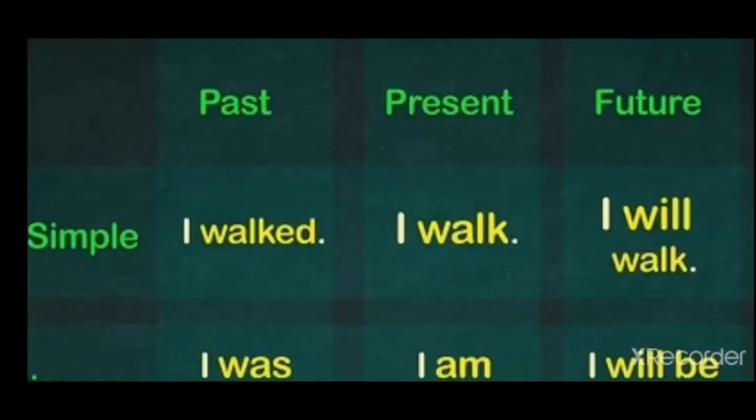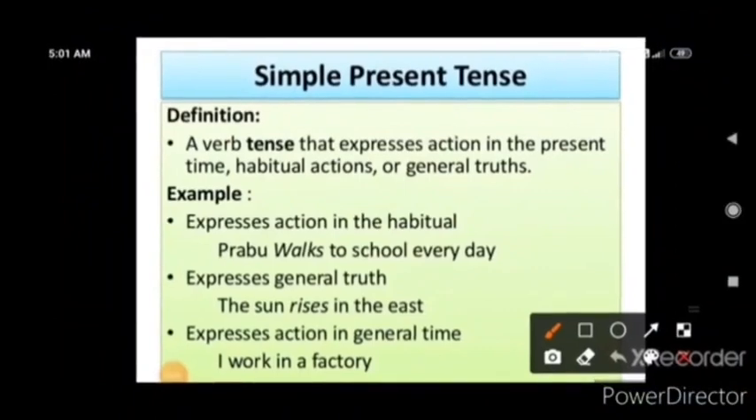Students, in this video, we will see clearly about simple present tense. In further videos, we will see simple past and simple future tense. Simple present tense definition: a verb tense that expresses action in the present time, habitual actions or general truth. Students, present time means what happens now. We can say it in simple present tense.